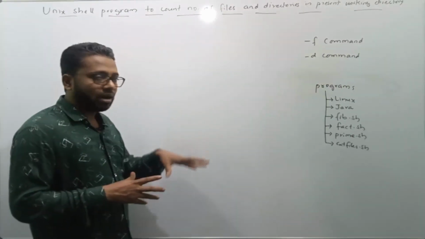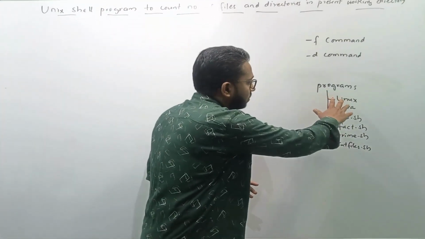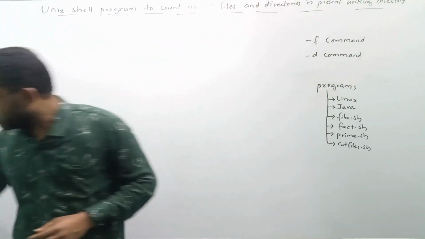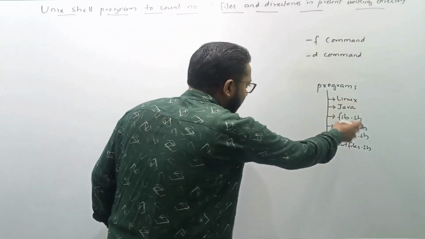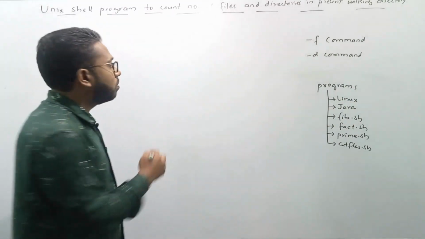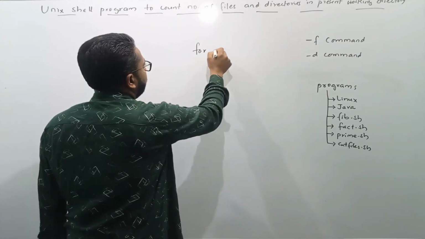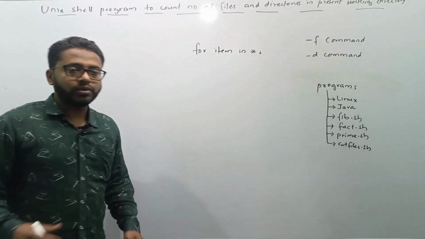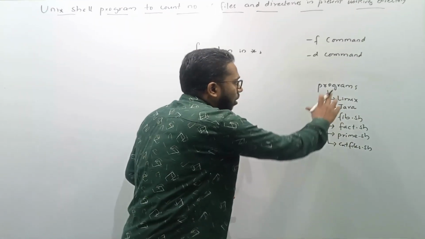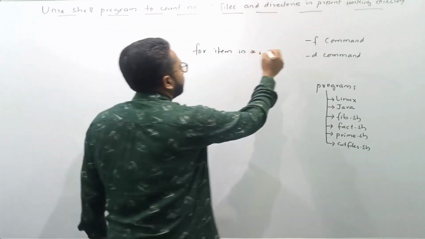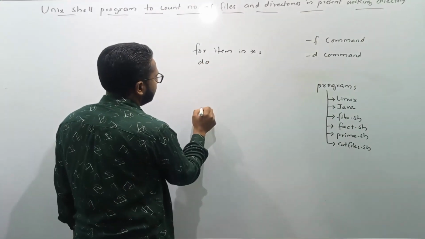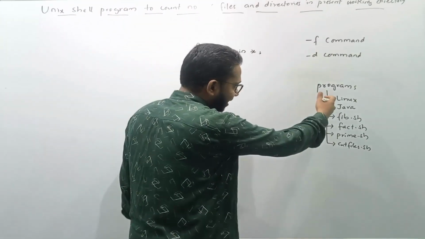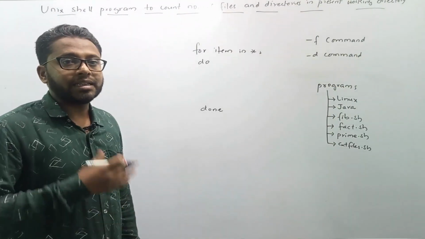So to find the count, we need to search all the files as well as directories present under programs, which is our present working directory. To search each and every directory as well as file, we should use a for loop. We should start a for loop: for item in *; do ... done. Okay, so one by one each and every resource of this present working directory gets searched.